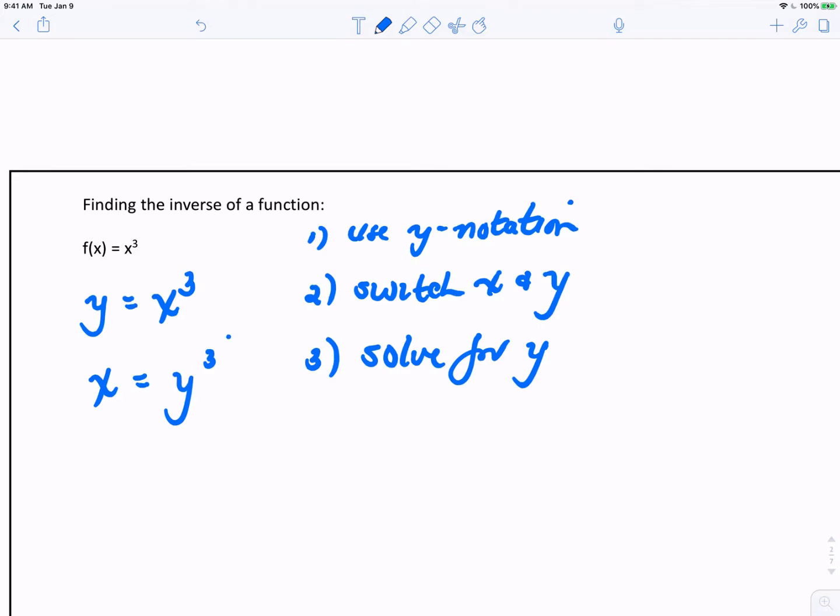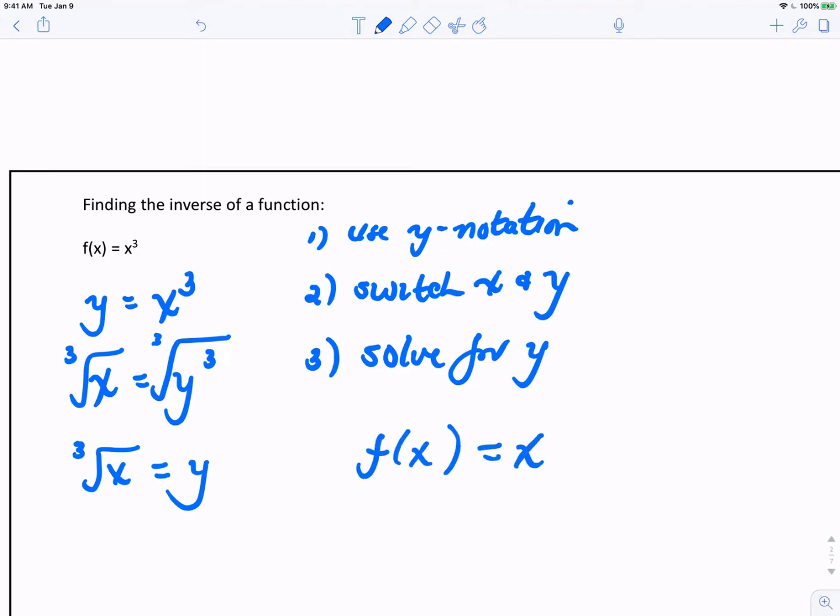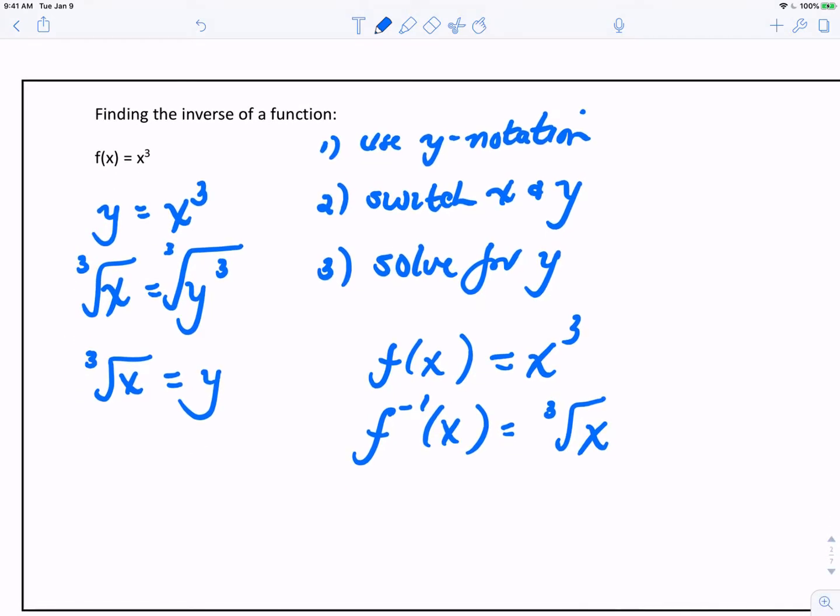The opposite of cubing something is to take the cube root. And so we have that the cube root of x is equal to y. In other words, if f of x is equal to x cubed, then f inverse of x is equal to the cube root of x. Just as a reminder, one way you can tell that a function is the inverse of the other is if we apply the function and then its inverse to a number, it should leave the value unchanged.